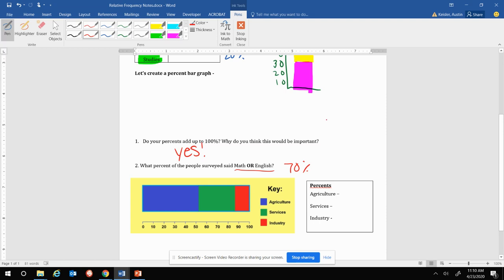Real quick, before we do this last question, our word of the day, or I guess phrase of the day, is IQR.